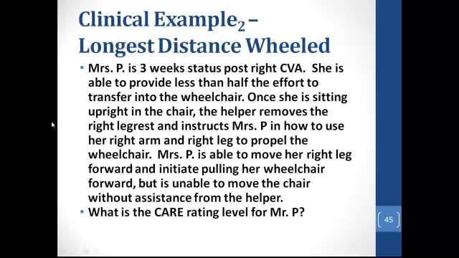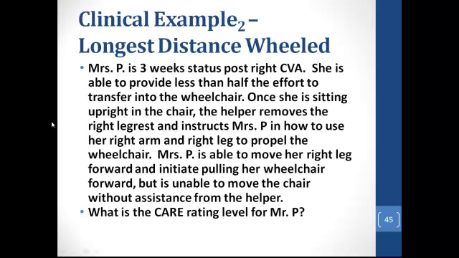Let's look at example number 2. Mrs. P is 3 weeks status post right CDA. She is able to provide less than half the effort to transfer into the wheelchair. Once she is sitting upright, the helper removes the right leg rest and instructs Mrs. P in how to use her right arm and right leg to propel the wheelchair. Mrs. P is able to move her right leg forward and initiate pulling her wheelchair forward, but is unable to move the chair without assistance from the helper.